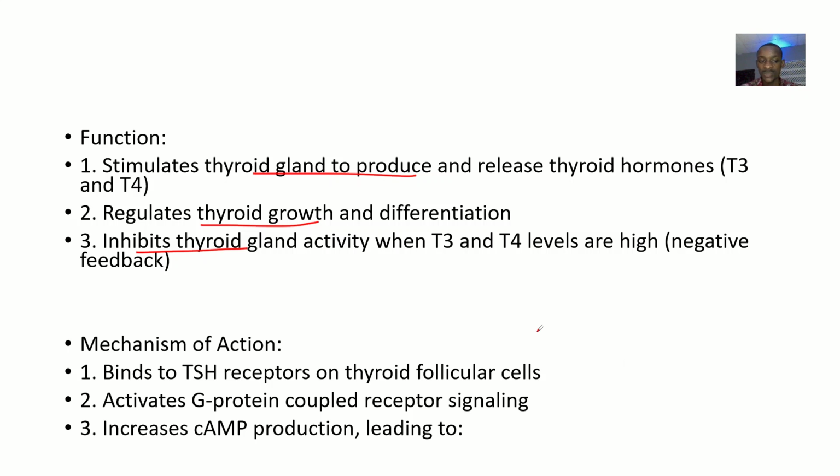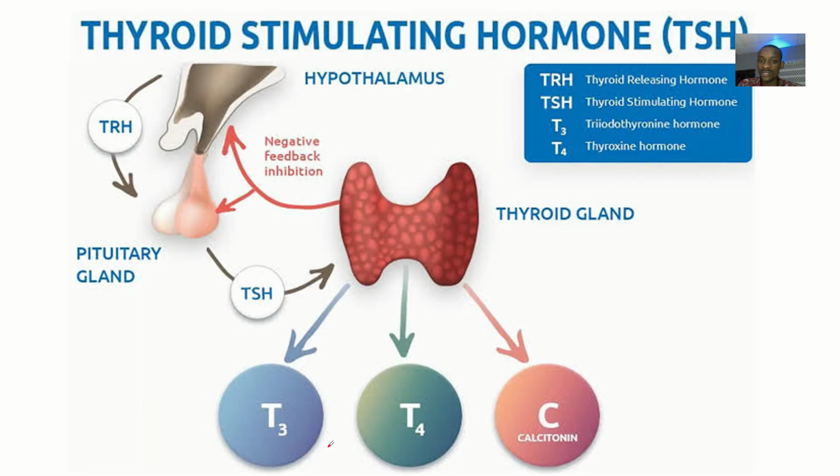Mechanism of action: it binds to thyroid stimulating hormone receptors on the thyroid follicular cells. You know, we have the follicular cells in the thyroid and we have the parafollicular cells. This will activate G protein coupled receptor signaling, and this will increase cAMP production. We are simply talking about the pathway for water soluble hormones, where the hormone binds on the outside, activates cAMP, activates protein kinase A and the rest. So that's just what we're repeating here.